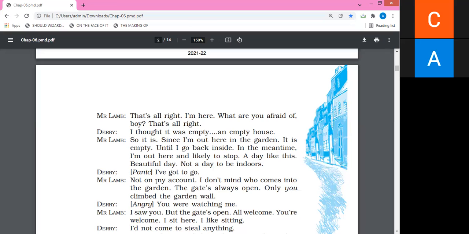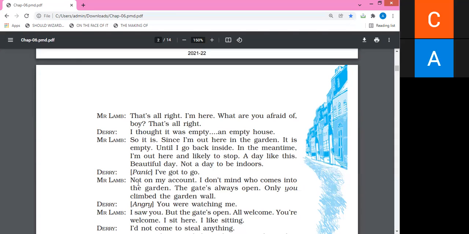Derry, panic. I have got to go. You are very clear so far as this particular word is concerned. Panic. Well, any person is extremely afraid of something at this particular moment. So that is why he was highlighting that particular point that he had to move out, that he was moving out of that particular garden.